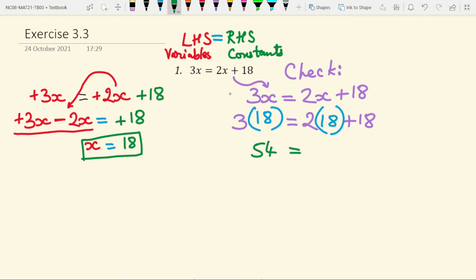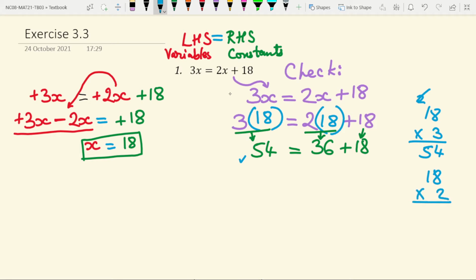You can write 54 directly, and 18 twos are 36, plus 18 as it is. You can write directly if you know the table of 18, or you can multiply in the rough work and see for yourself. 8 threes are 24, 3 ones are 3, 3 plus 2 is 5. So 18 threes are 54, it is correct. Next, 18 twos: 8 twos are 16, 1 carry 6. 2 ones are 2, 2 plus 1 is 3. So 36 is also correct.